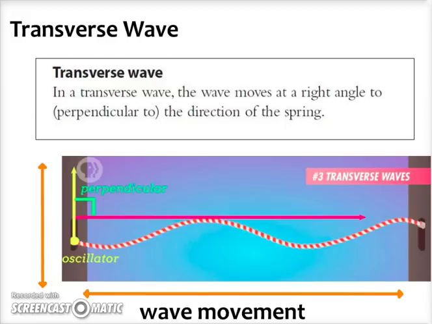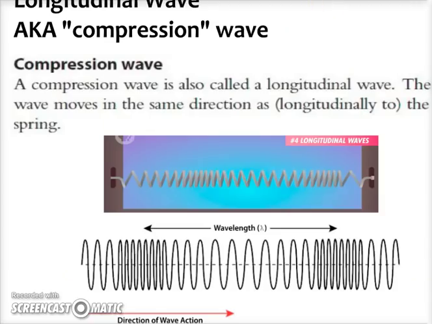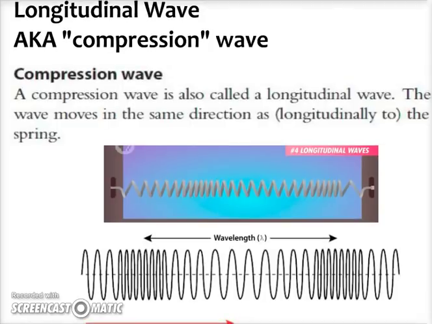The second type of wave is a longitudinal wave, or also known as a compression wave. A compression wave is when the wave actually moves in the same direction, longitudinally, to the spring. Like, you can imagine this being like a slinky. If you were to push on one side of the slinky, then you're pushing in the same direction that the wave actually travels through the slinky. The push is in the same direction as the wave.